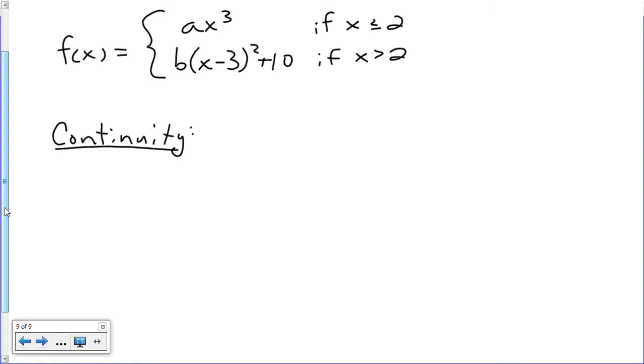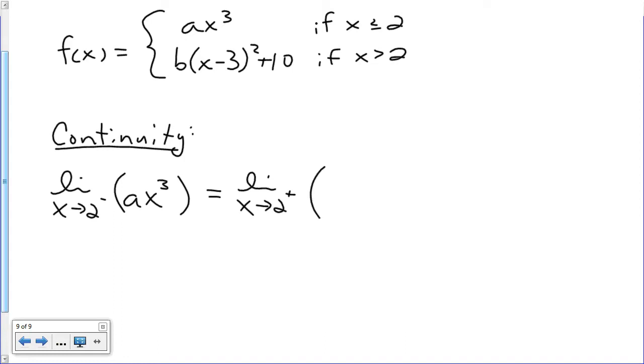And that's what the hint they gave you there. It says use one-sided limit. So that's exactly what we're going to do here. It's the limit as x goes to 2 from the left side, that would be values of x that are less than 2. So that's the ax cubed function. We have to force that to be equal to the limit as x goes to 2 from the right side.